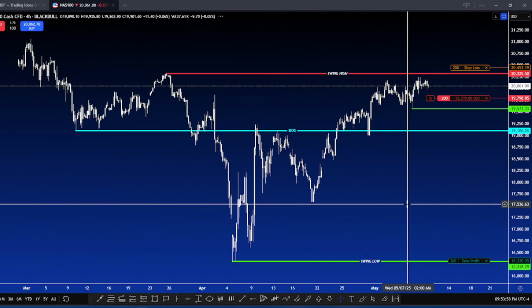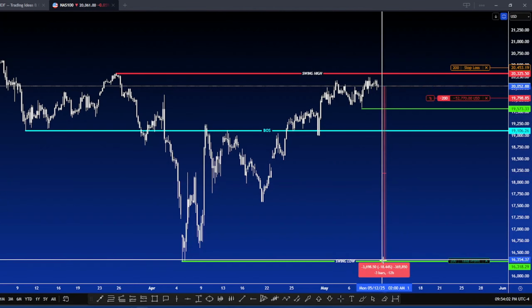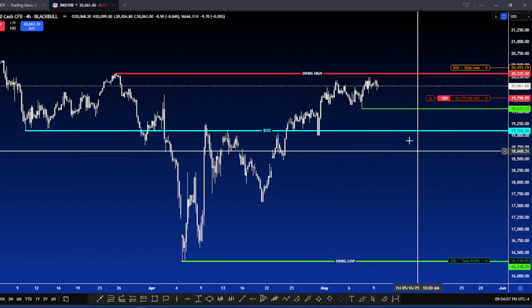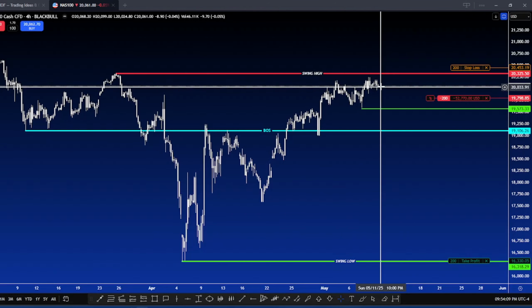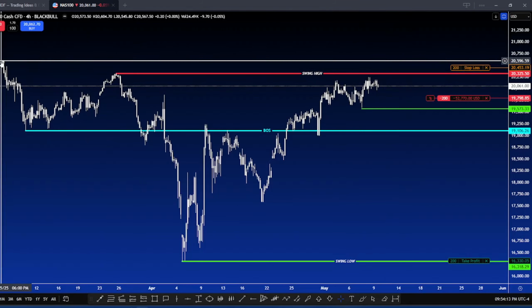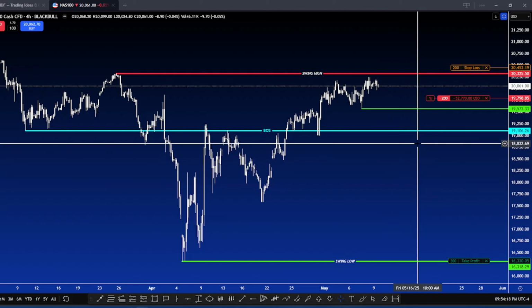All right, over to NAS, and again, same exact thing, guys. We got over 3,000 points on the table. On NAS, this is almost 4,000 points. I don't want you guys to miss out on this. Yes, it may push up a little bit, take out this high and then drop, maybe even over to this high and then drop, but eventually we will get this drop, guys. So be on the lookout for that.